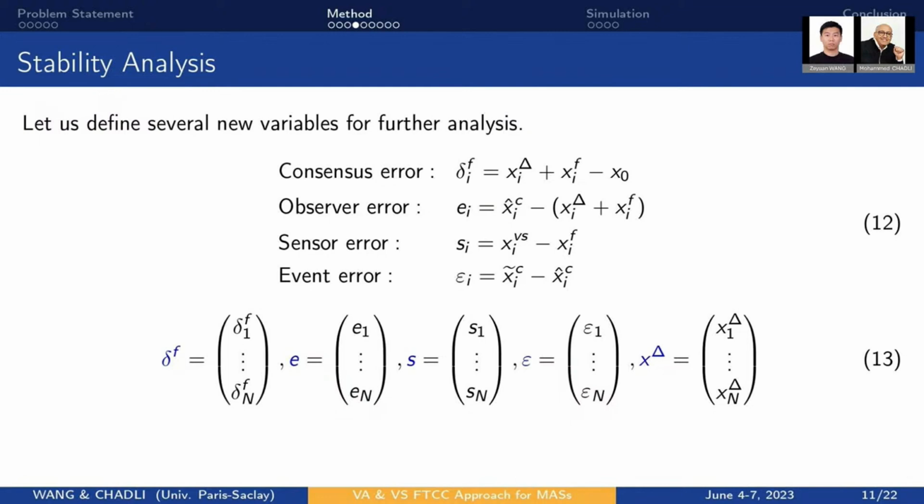The next step is to construct the synthesized formulation of the whole system. Before doing so, let's define the error variables as the consensus error delta_IF, the observer error E_I, the sensor error S_I, and the event error epsilon_I. We also define the vectorized variables as delta_F, E, S, epsilon, and X_delta.